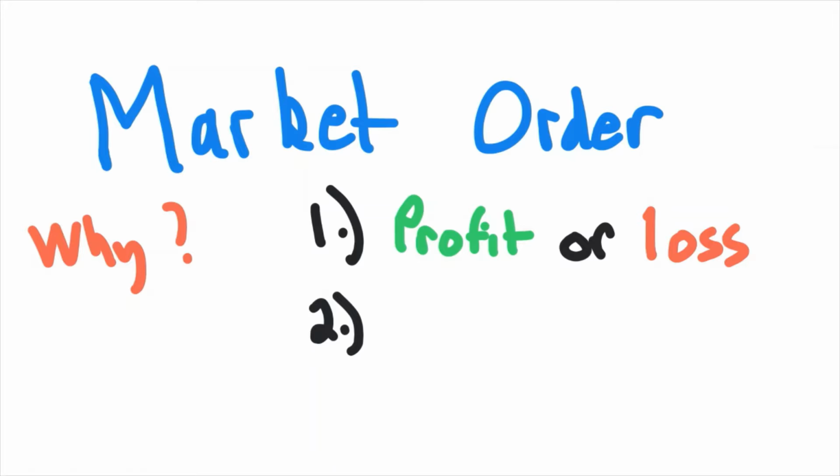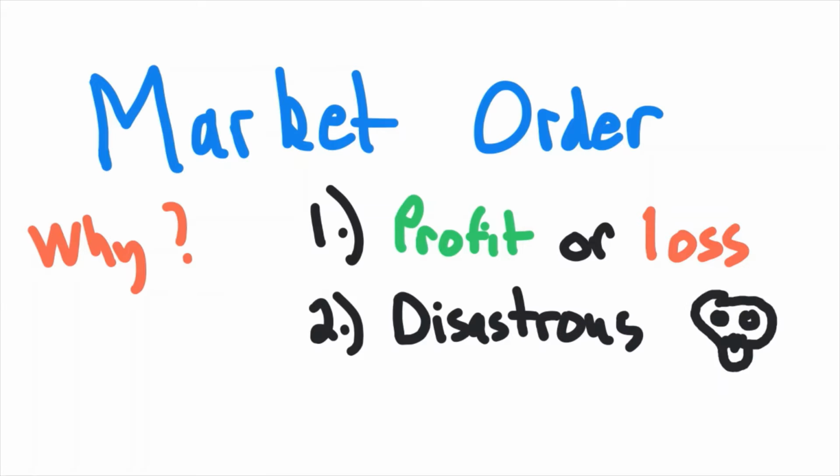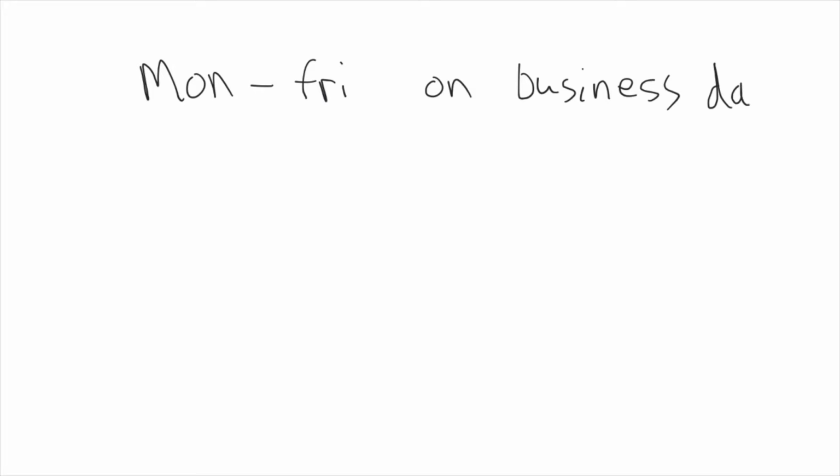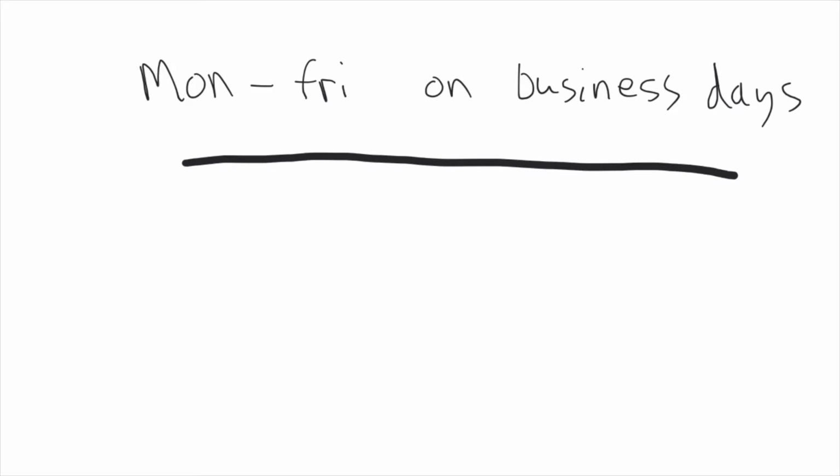Two, we need to understand market orders because they can be disastrous for our account if we use them in the wrong situation, meaning we could lose a lot of money. Market orders are able to be used during the standard market session, which is Monday through Friday on business days. So there are market holidays like Christmas. We cannot trade with market orders on those days. And that's from 9:30 a.m. to 4 p.m. Eastern Time.